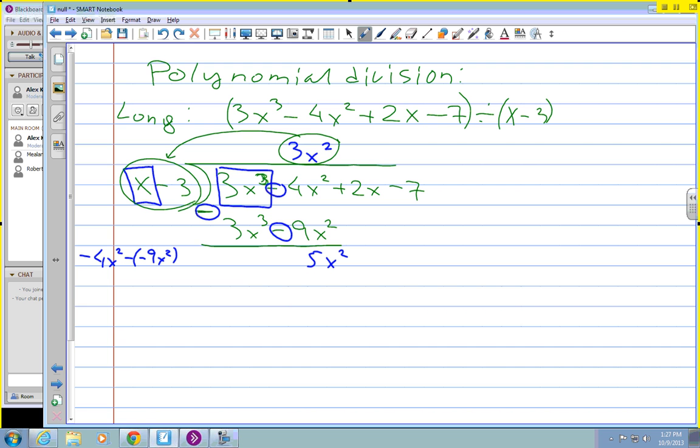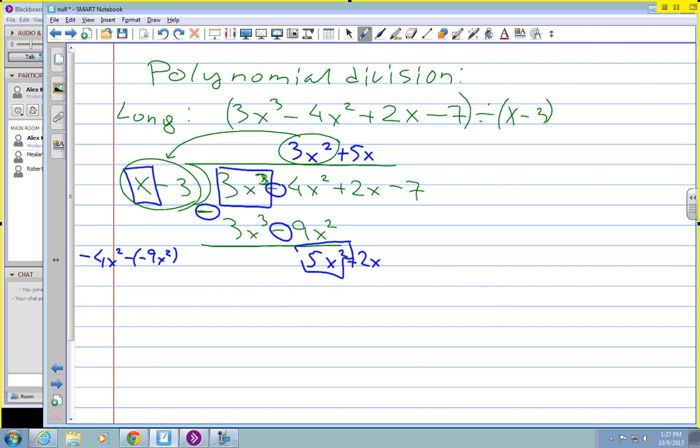Now, when you do numerical division, what do you do next? You drop a number down, right? So let's drop that 2x down and repeat the process. We're going to divide 5x squared by x. We're dividing the leading terms. 5x squared divided by x, what does that give you? 5x. So I'm going to place positive 5x over here.